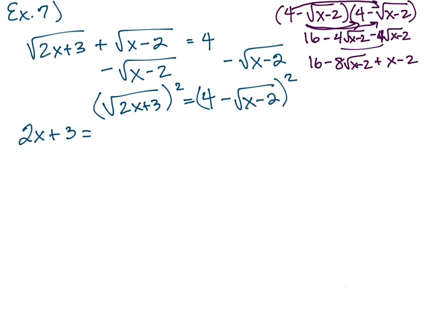Okay, so we FOILed this out. 16, we FOILed out 4 minus the square root of x minus 2. And what we got was 16 minus 8 square root x minus 2 plus x minus 2. Believe it or not, this is better. This is better than how we started. Now what could we do?